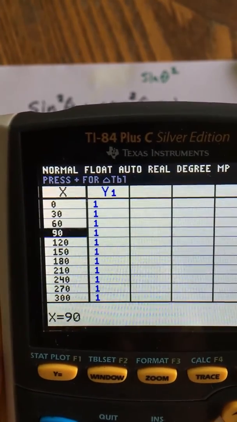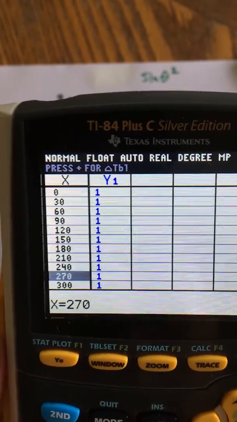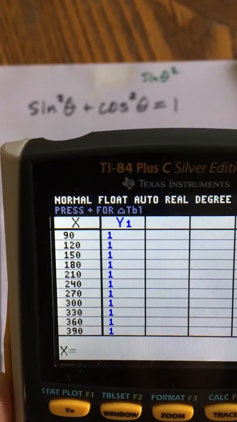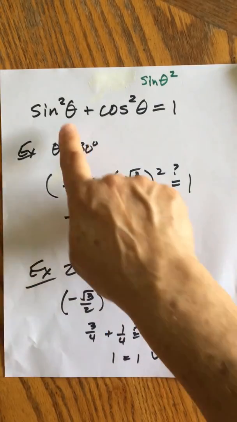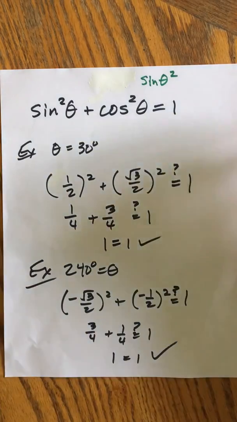And see, I can go all the way around the circle. And I still get what? 1. All right? So it doesn't matter what input I put in here, I get a true statement. So that is an identity.